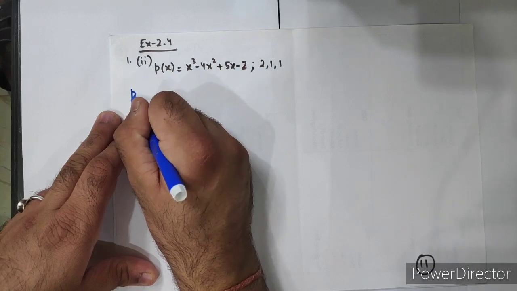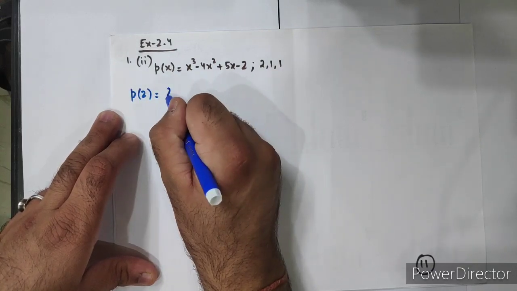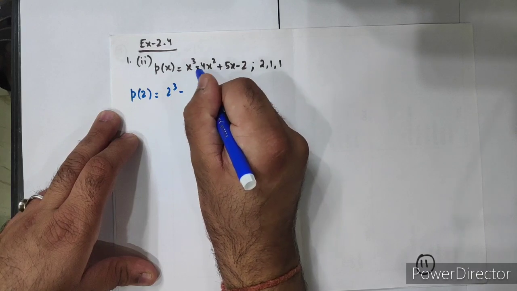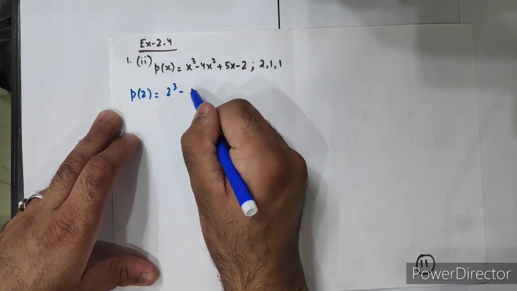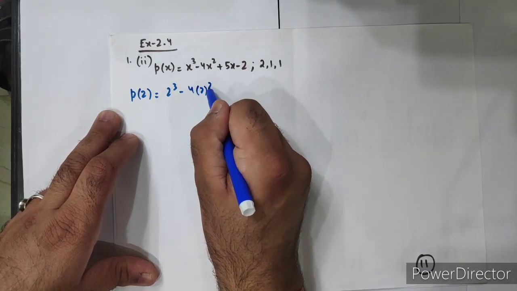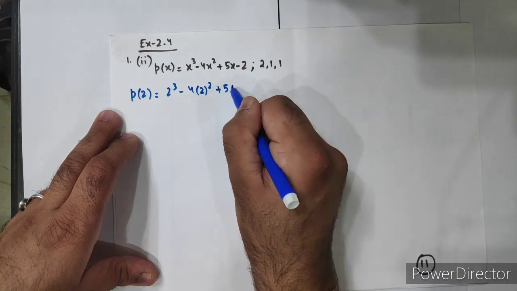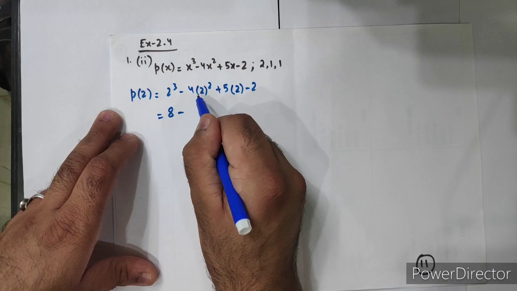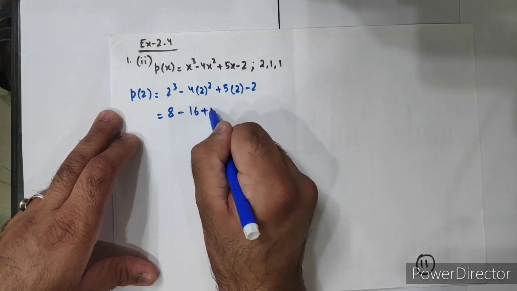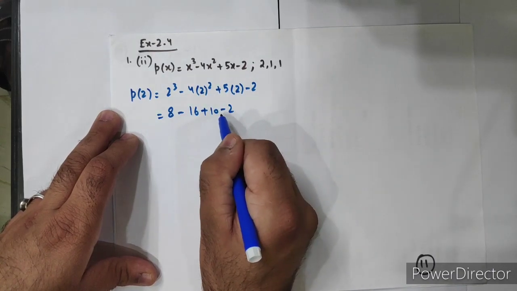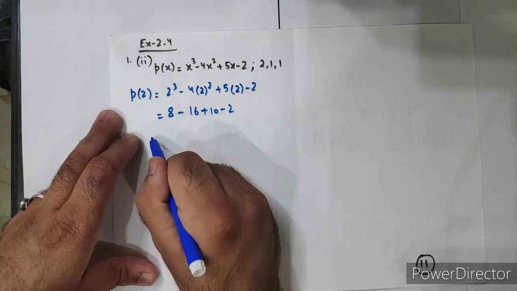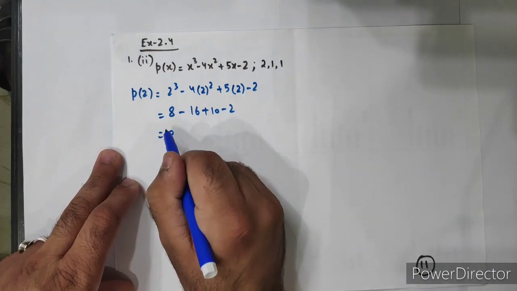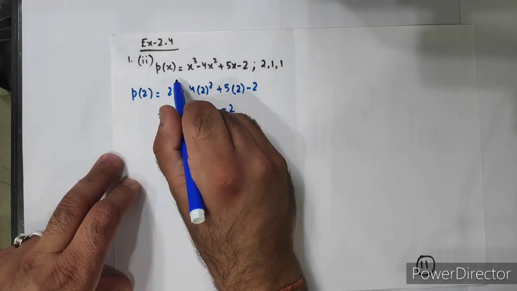So first we will find p(2). What will be p(2) here? We just put x as 2, so p(2) will be 2 cube minus 4 times 2 square plus 5 into 2 minus 2. If you simplify this, you will get 8 minus 16 plus 10 minus 2. So 8 plus 8, 16 minus 16 will be 0. So p(2) is 0. It means that 2 is a zero of this polynomial.